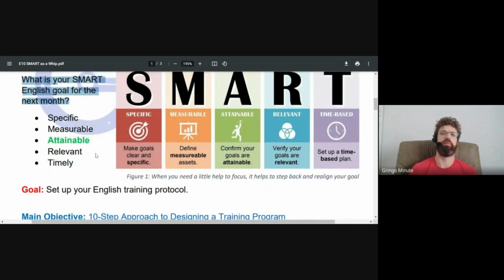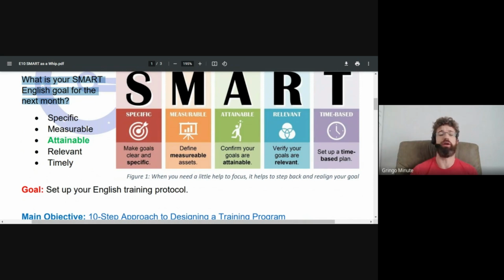So let's say a student up here says, oh, I want to improve my English. Yeah, okay, we'll start with that. But then they say, I want to improve my speaking ability. Okay, that's better. I want to be able to speak confidently in meetings. All right, we're getting there. I want to speak confidently at the meeting that I will have at the end of this month. Boom. That is a specific goal.